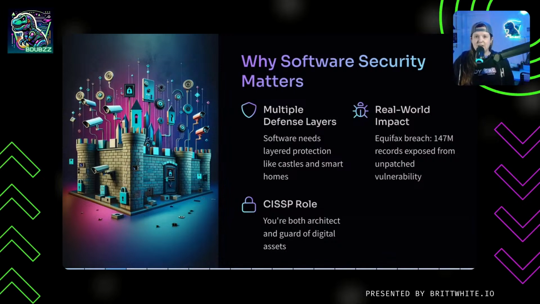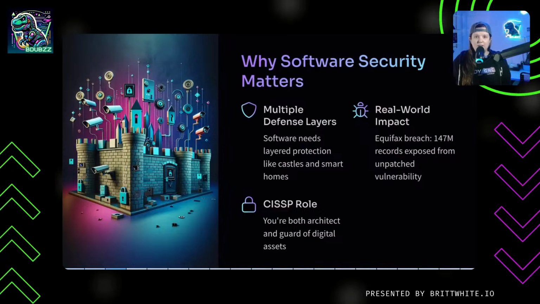The 2017 Equifax breach illustrates this perfectly. An unpatched vulnerability led to 147 million people's data being exposed. This shows how software vulnerabilities, such as SQL injection or cross-site scripting, can result in devastating breaches, often costing companies millions in damages and lost trust.